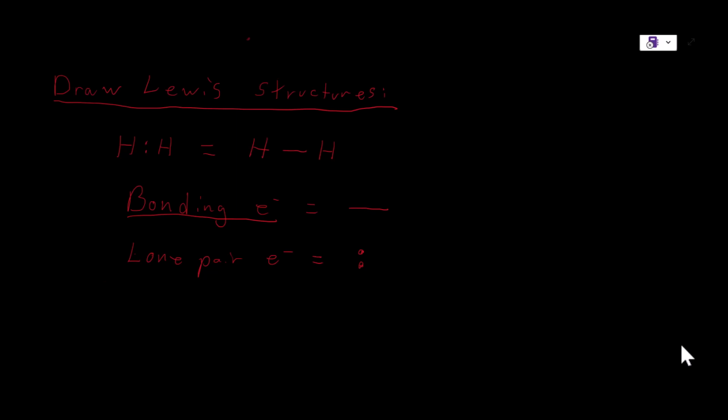An example would be water. So writing a Lewis structure for water, we would have two lone pairs, one right here and one right here, and two bonding electrons, one right here and one right here.